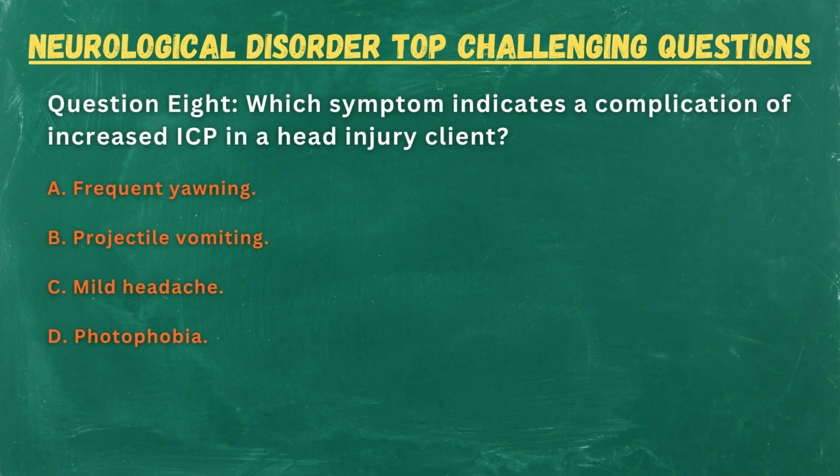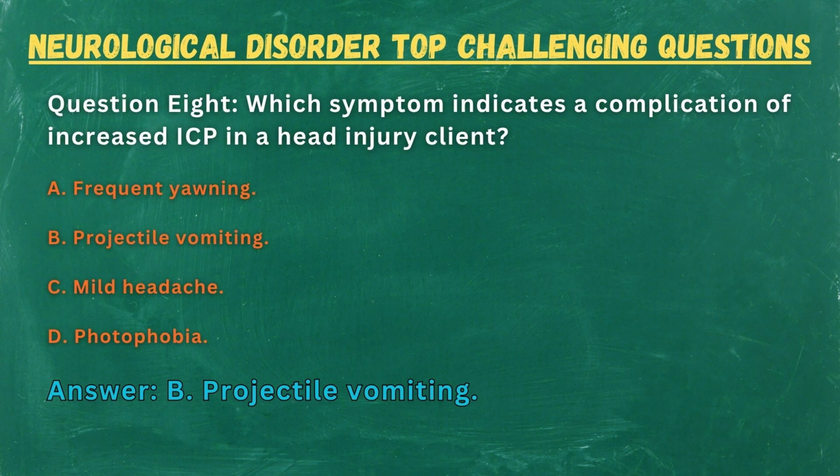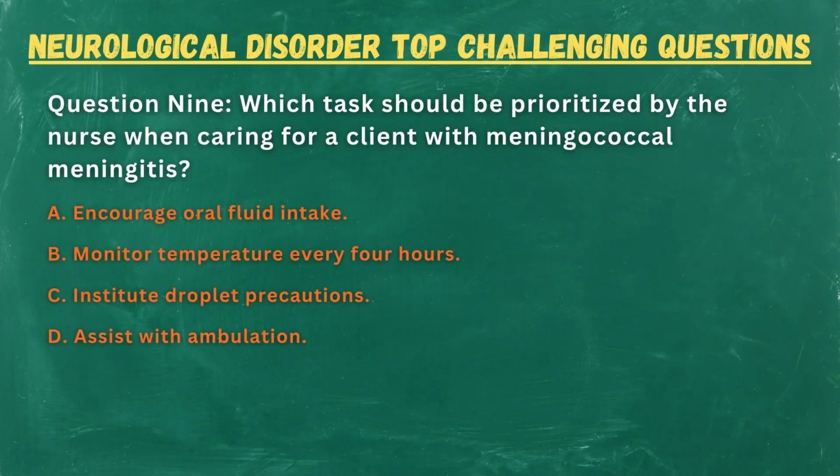Question 8. Which symptom indicates a complication of increased ICP in a head injury client? A. Frequent yawning. B. Projectile vomiting. C. Mild headache. D. Photophobia. Answer. B. Projectile vomiting.